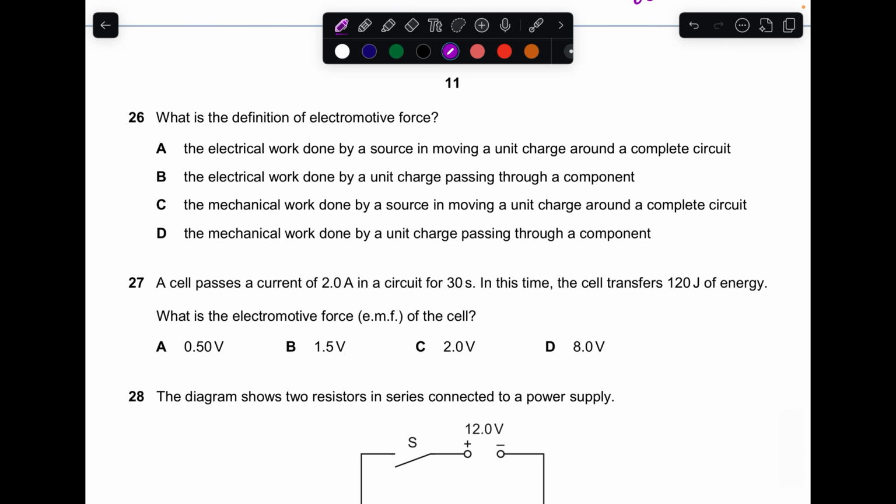Moving forward, question 26. What is the definition of electromotive force? Okay, so electromotive force is basically the work done on a unit charge. It's option A.